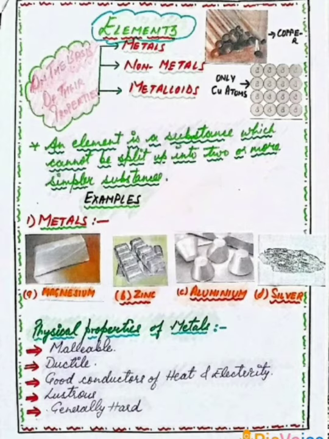Now, the properties of metals. Metals, first property, that is, metals are malleable. This means that metals can be beaten into thin sheets with a hammer without breaking.